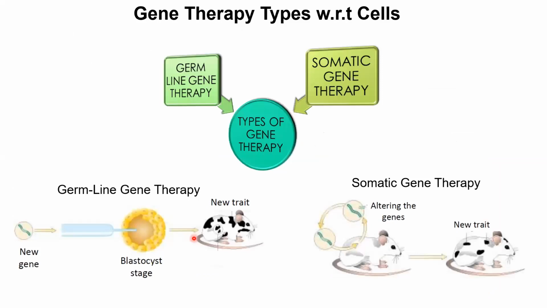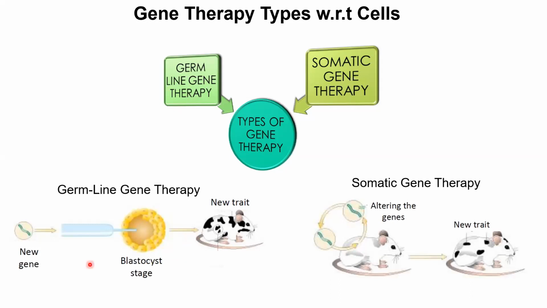Now, with respect to cells, we can divide gene therapy into two types. Number one is somatic gene therapy, and the second one is germline gene therapy. The process is very much the same in both cases, but the difference is when we do gene therapy in the germline, what will happen?